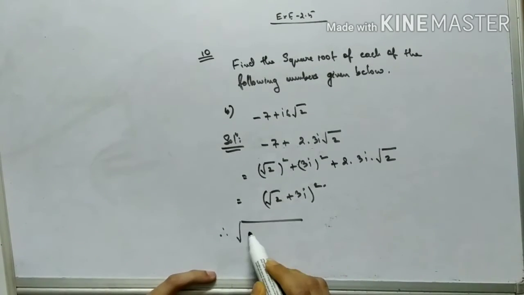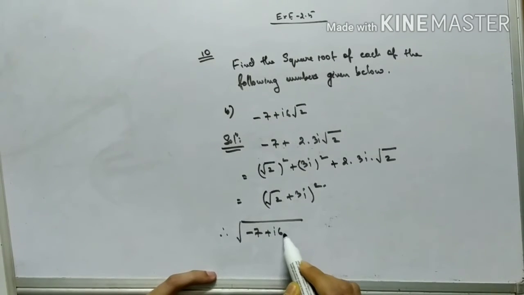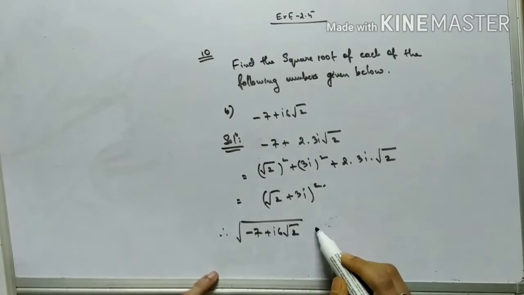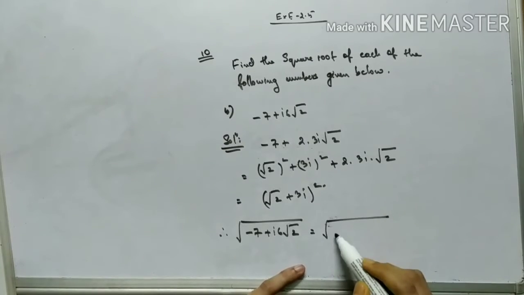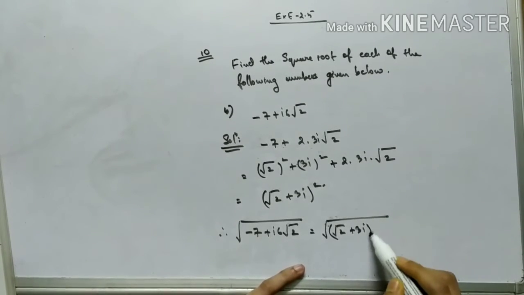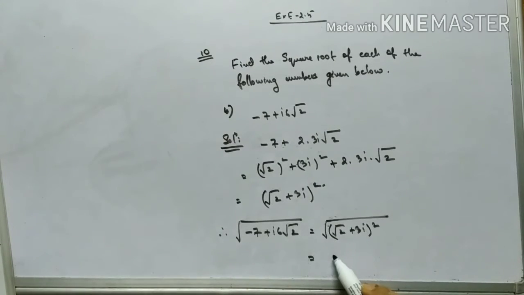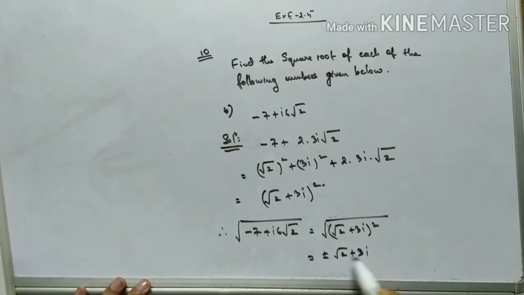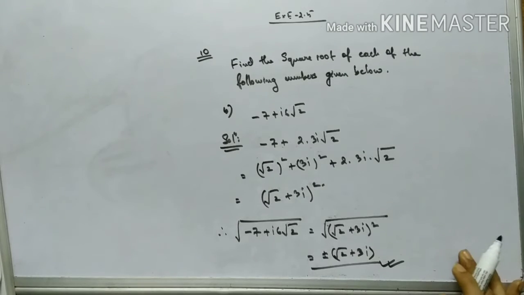So therefore the square root of minus 7 plus i6 root 2 is equal to the square root of root 2 plus 3i the whole square, which is equal to plus minus root 2 plus 3i. This is the answer. Plus minus root 2 plus 3i. This is the answer. Okay.